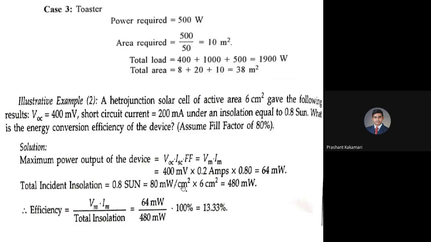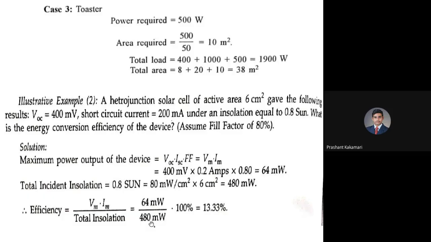This is for per centimeter square. If you multiply with the given area, 6 centimeter square, the total input power or the incident radiation is 480 milliwatts. Output power over input power, in percentage, I'll get 13.33 percent.